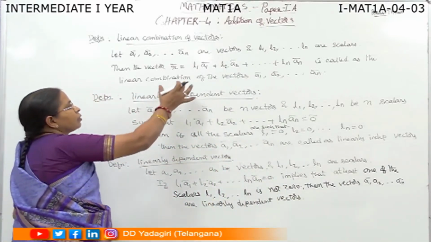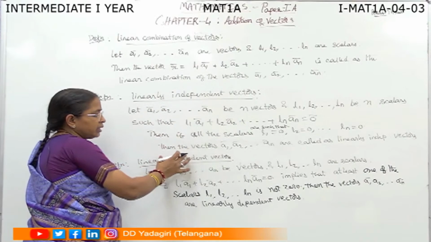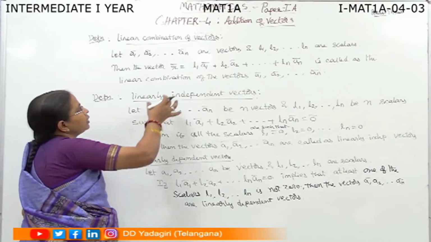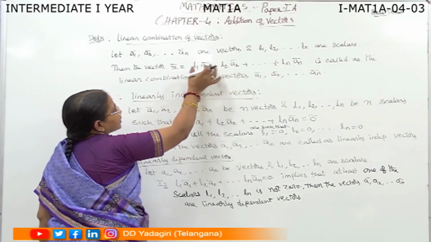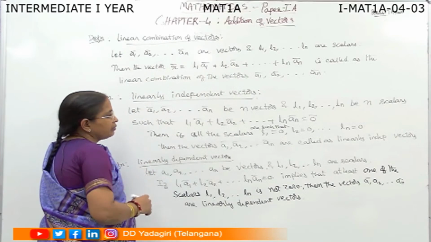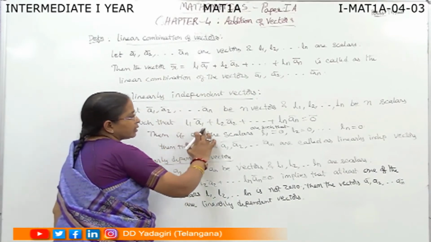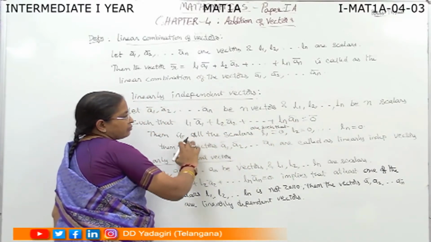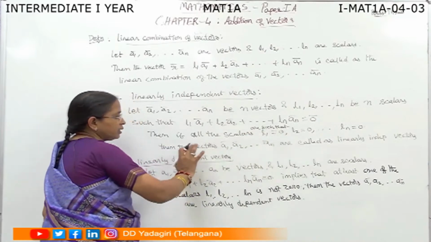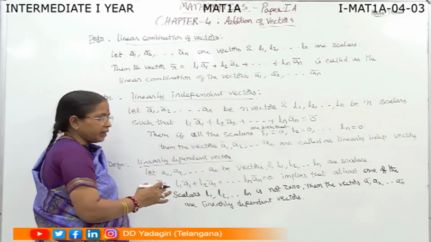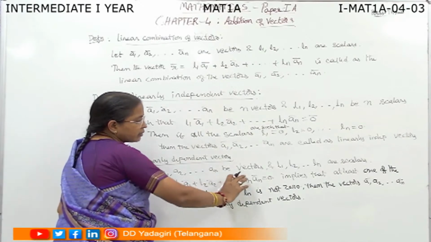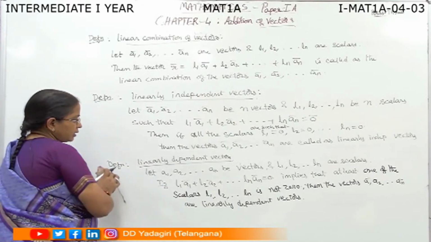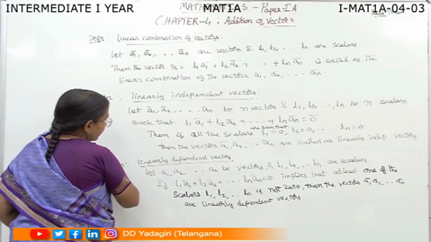So we have the linear combination of vectors, next linearly independent vectors, next linearly dependent vectors. In the linear combination, you will have this expression, which is the linear combination of the vectors. Now in linearly independent vectors, you will have this equation equal to 0, which implies that if all the scalars are equal to 0, then the vectors are called linearly independent vectors. Now if at least one of the scalars is not 0, then the vectors are called linearly dependent vectors.